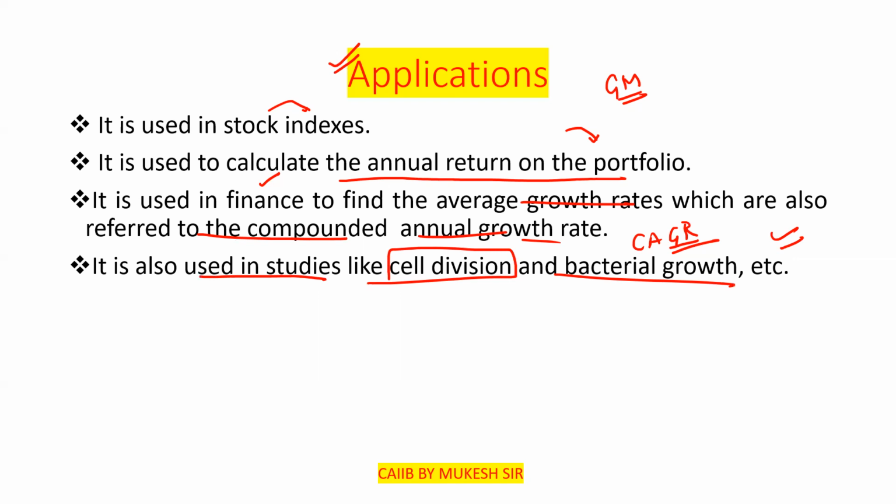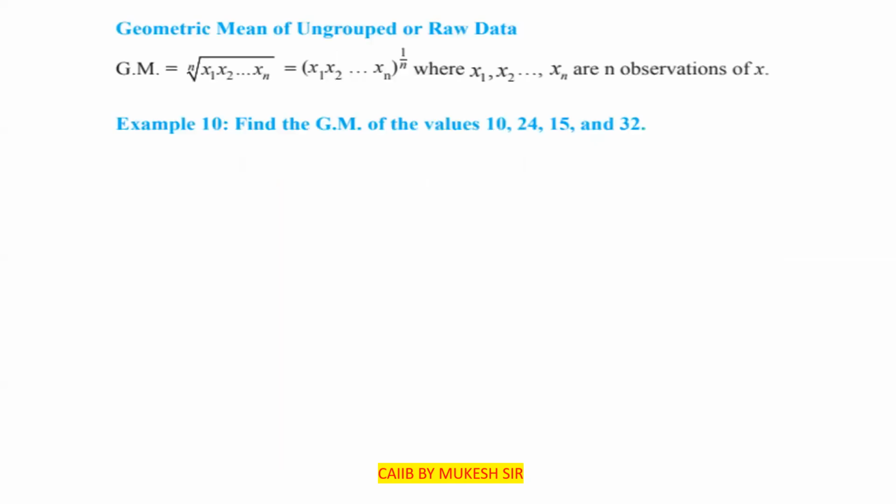Now move to the question regarding that. What is the geometric mean of ungrouped or raw data? Consider x1, x2 up to xn as the n observations, and we have to calculate the geometric mean. Here n is the number of observations and these are the values. If there are n values, we take the nth root.